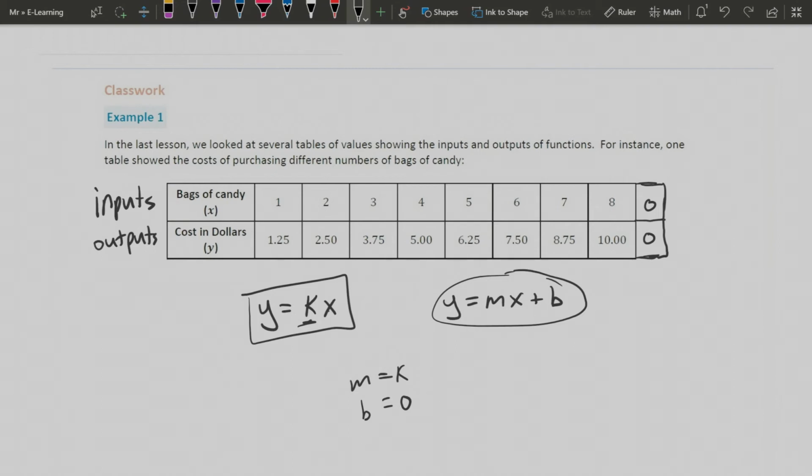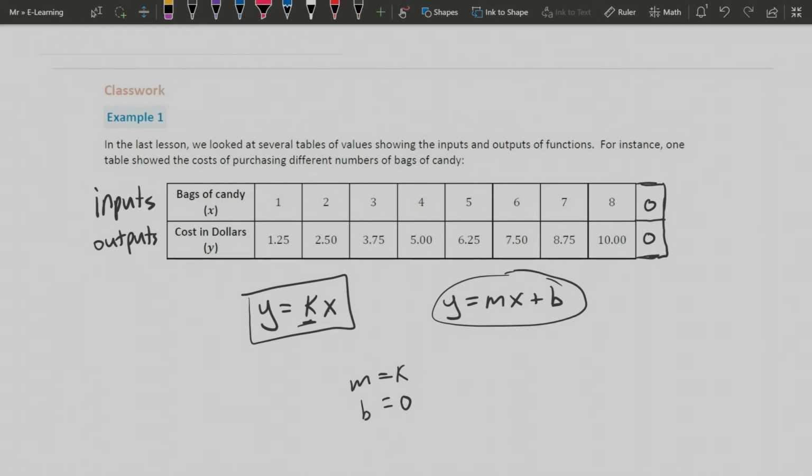I'm just going to add a column here. How much money would you have to pay if you bought 0 bags of candy? Well, hopefully you all answered $0 if you buy 0 bags of candy, because you're not getting anything. That should also make sense, because one of the main things about proportions was finding out if an equation was a proportion. We had to figure out if it went through the origin. And having a y-intercept of 0 in a linear equation means you go through the origin.